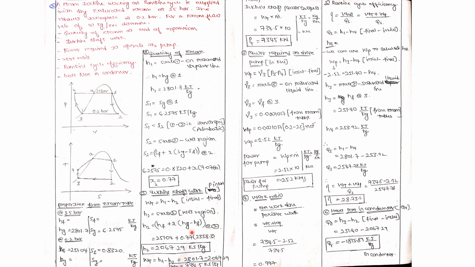What is the pressure of state 2? 0.2 bar is the pressure of state 2. So at 0.2 bar, what is the value of hf and hfg? Just substitute it. You already calculated x at state 2, which is 0.77. Substitute, you will get the value of h at state 2, which is h2.